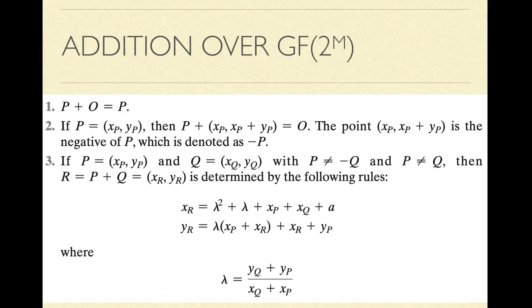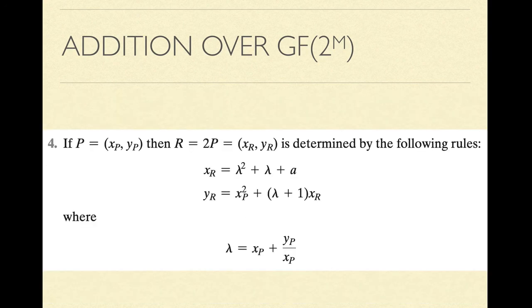The addition, this is just another algebraic formula that they solved for, where lambda here is again the slope, so that's rise over run. In GF(2^m), addition and subtraction are the same thing, so they're just using addition here. And you can see that the equations are a little more complicated because we had the xy term in our elliptic curve. And the last case is where we're doubling a point, so we're adding a point to itself. And this is the algebra for that.